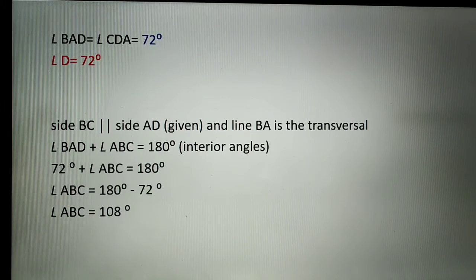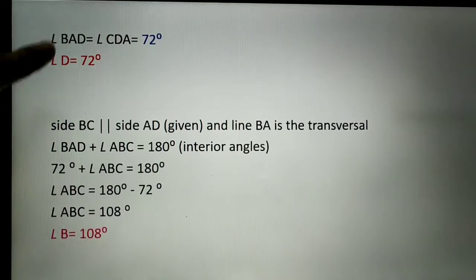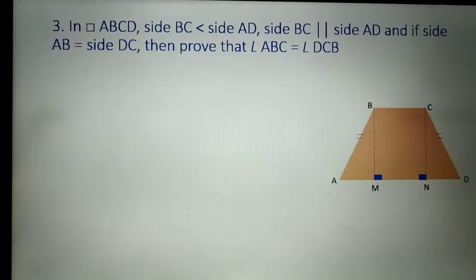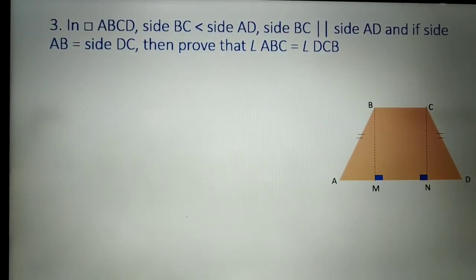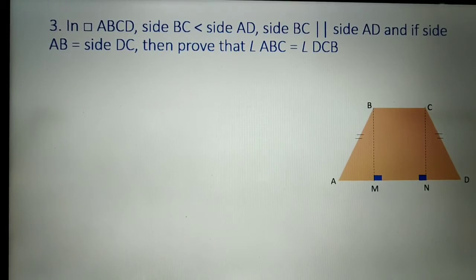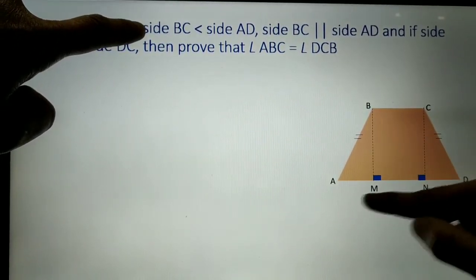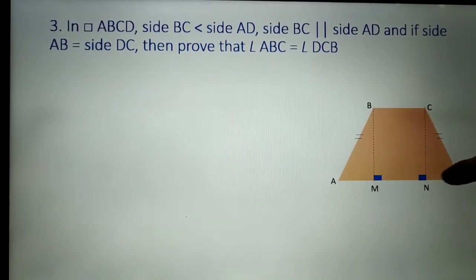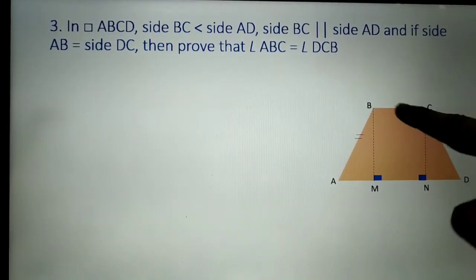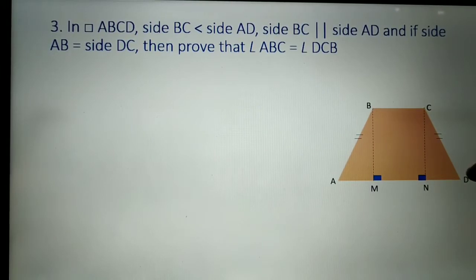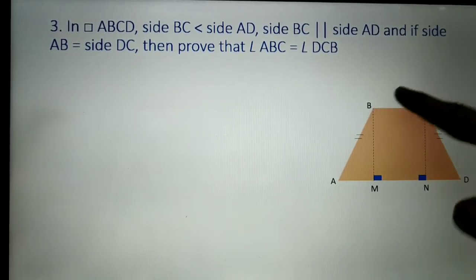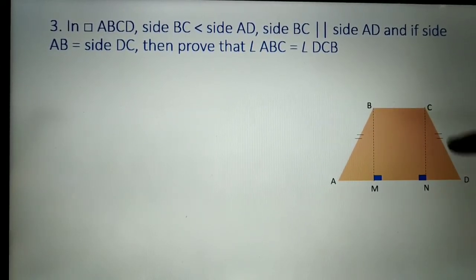Okay, so we have found angle D and we have found angle B also. Now in the third question it is given that in quadrilateral ABCD the side length BC is less than AD, BC is also parallel to AD, and side AB is equal to side CD. We have to prove that angle ABC is equal to angle DCB. This is what we are supposed to prove.